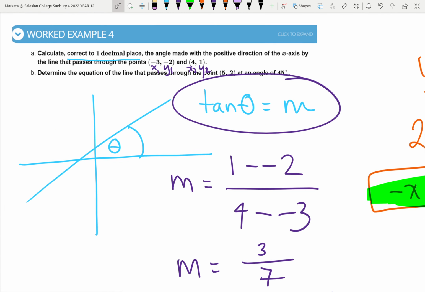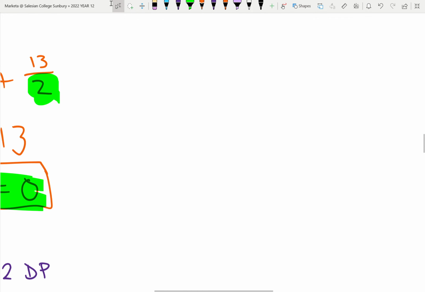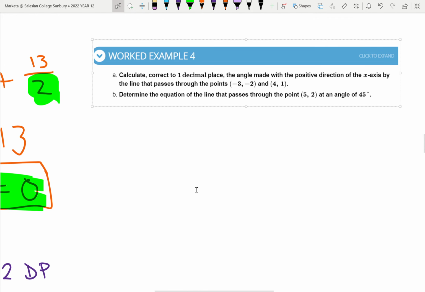Okay, that's that. And then determine the equation of the line that passes through the point (5, 2) at an angle of 45 degrees. So just pop that here so we've got a little bit more room.